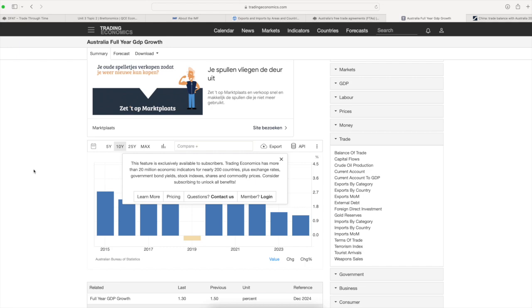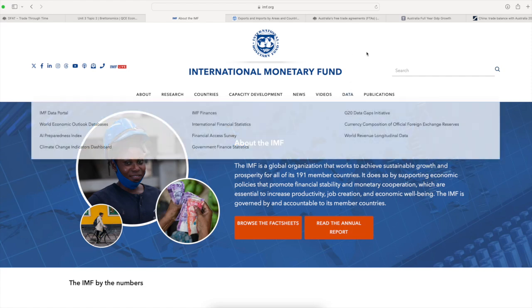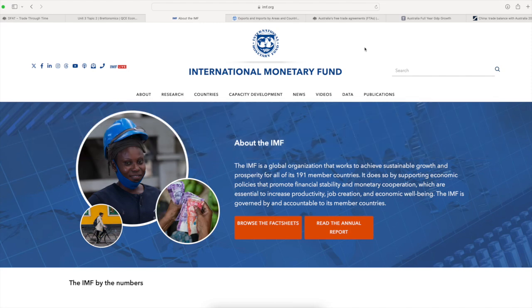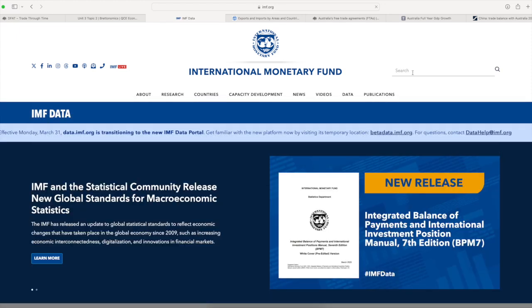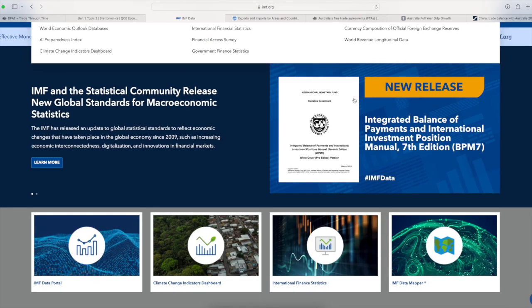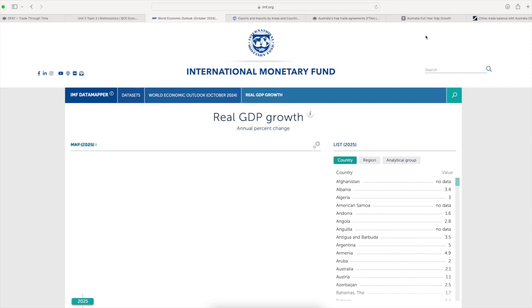Probably the best site for accessing a broad range of data, which is easily available for students, is the International Monetary Fund. That's imf.org. You might have done some work about it in your economics classes. I'm going to show you two aspects of this website that will give you excellent data availability. The first aspect we'll look at under the data button here, scroll down, is what we call the IMF Data Mapper. Click through the link.